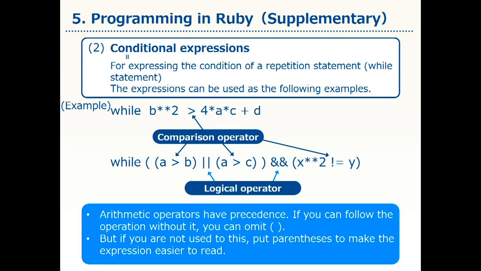These 2 vertical bars means OR. Therefore, what is written here means a is greater than b or a is greater than c. On the other hand, 2 ampersand symbols means AND. Therefore, we have the left thing and the right thing. The symbol exclamation and equal means not equal. This is a comparative symbol expressing not equal.